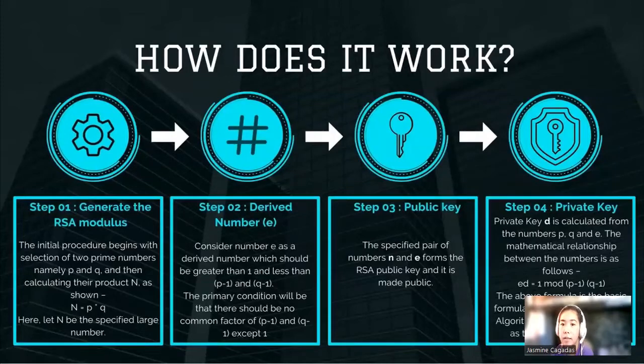So how does the RSA algorithm work? We have four major steps. The first one is to generate the RSA modulus. The second one is to derive the numbers E and D, which stand for encryption and decryption. Then step 3, we generate the public key. And step 4 is the generation of the private key. To further understand these steps, an example is explained.